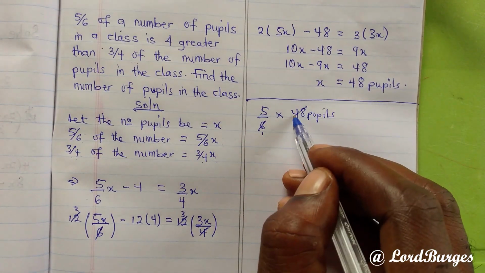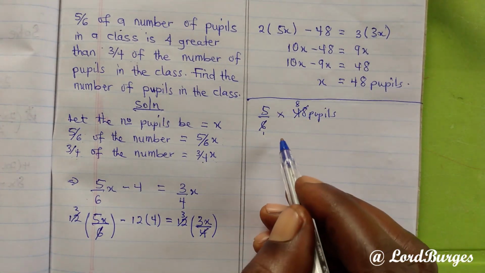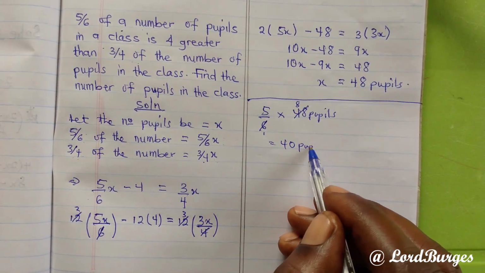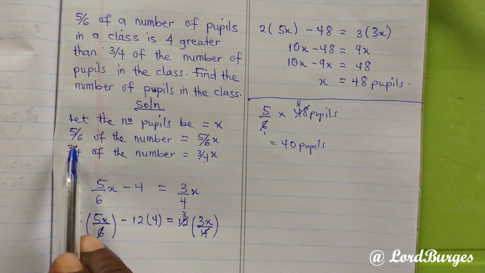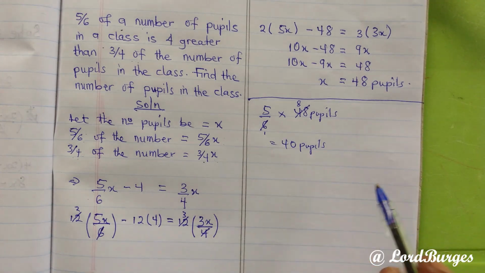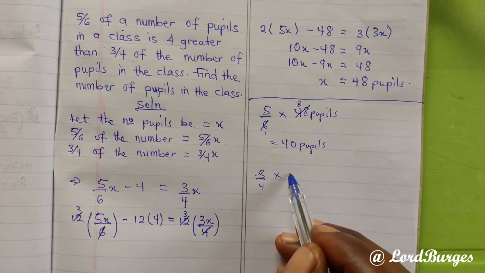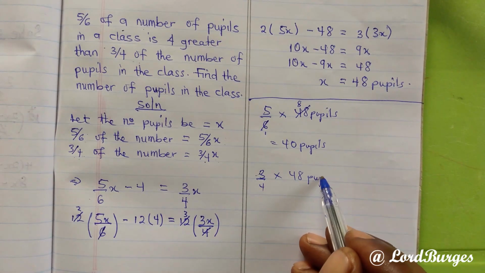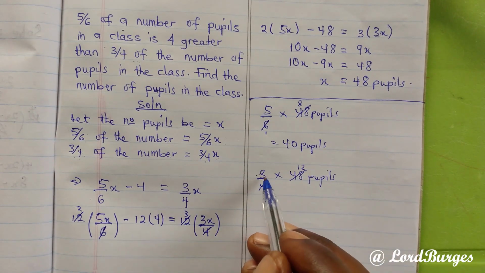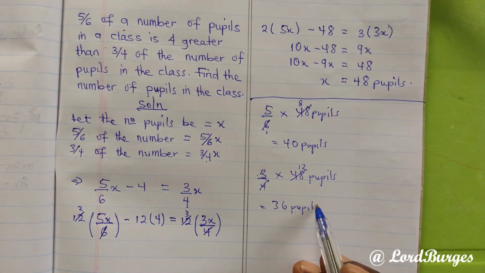6 cancels 48, 8 times. So I now have 5 by 8, which is giving me 40 pupils. So when I multiply the 5 over 6 by the number of pupils I had, I will be getting 40 pupils for the 5 over 6. Let's try the 3 over 4. So that one too is 3 over 4 times 48 pupils. 4 cancels 48, 12. So I now have 3 by 12, which will give me 36 pupils.